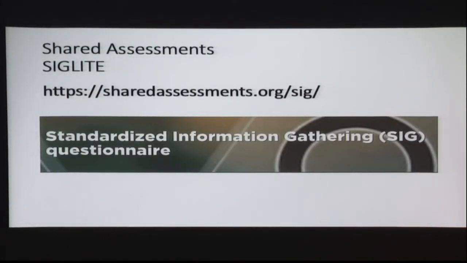And my first experience with doing this was using the SIG Lite. The SIG and the SIG Lite are put out by Shared Assessments. They're used heavily within the finance organization. It's the standardized information gathering. They are fairly fuddy-duddy. Like, when I fill one of these out for people that really are just software on AWS platforms, a little bit like, wow, okay, how am I translating this to 90s terms?